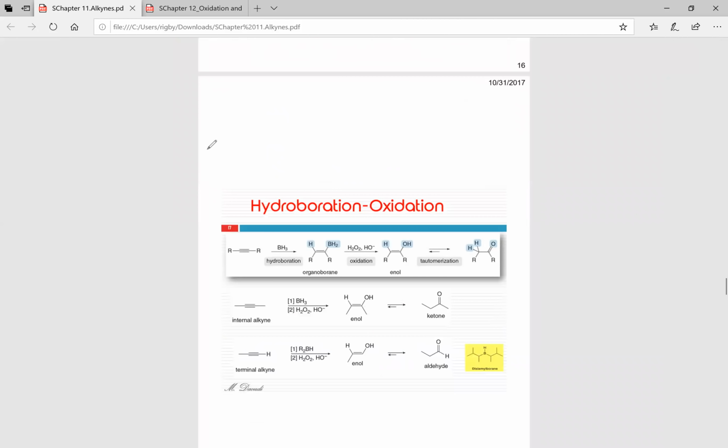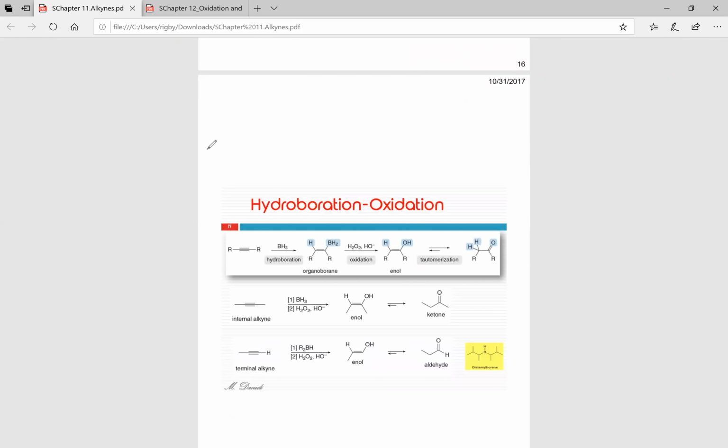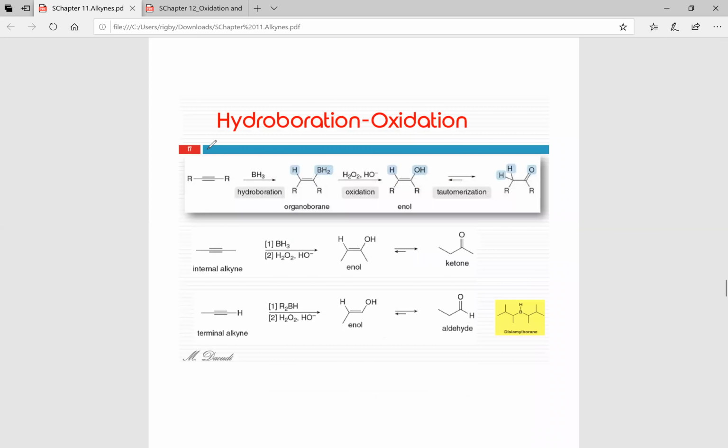Okay. So now we talked about hydration using an acid, and you may be wondering about hydroboration-oxidation because we also talked about that in alkenes. And generally, this process is going to work the same way as it did before. We're going to first use the BH3 to do the hydroboration part, and then we're going to follow with H2O2 and OH- to do the oxidation portion.